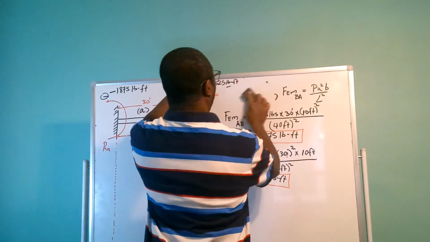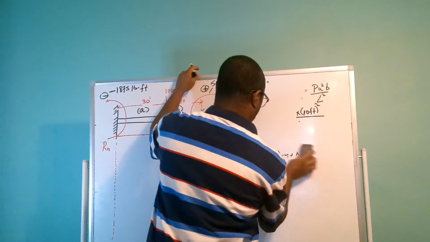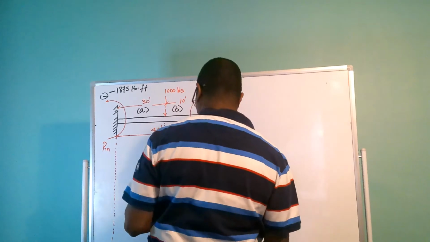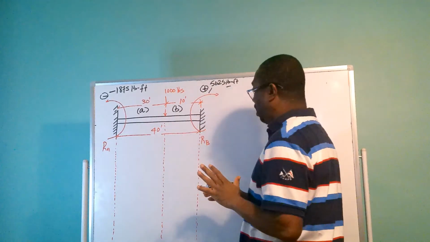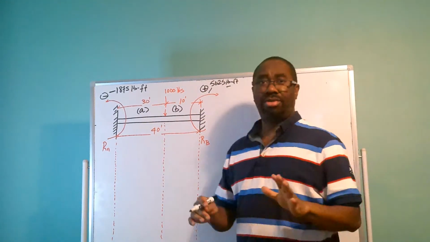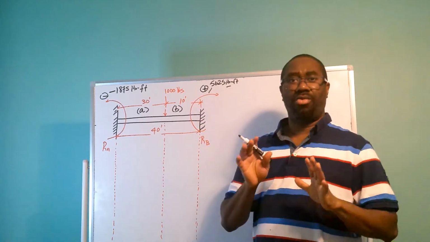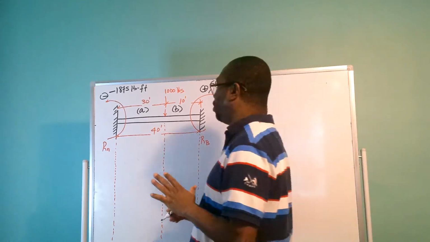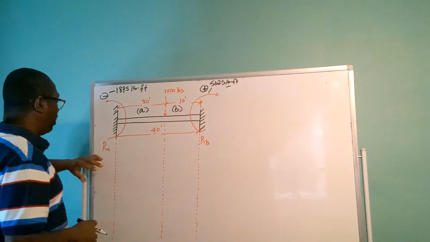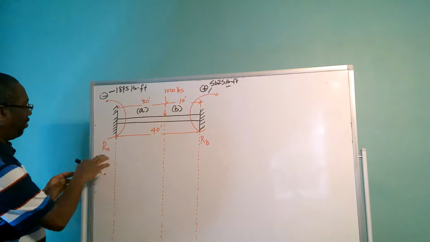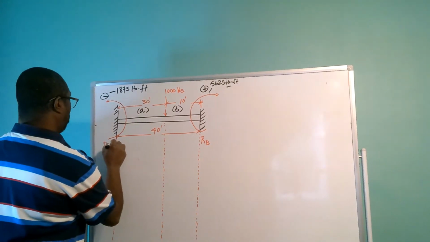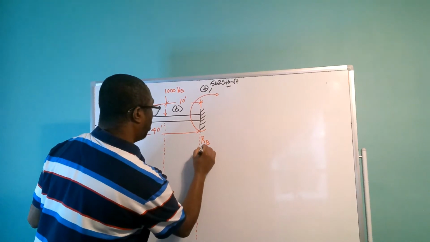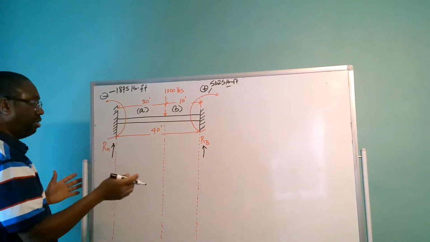To calculate the reaction, I'm going to calculate the reaction at B first. So we are going to take moments at A. We have RA here as our reaction going upwards, and we have RB here as our reaction going upwards as well.